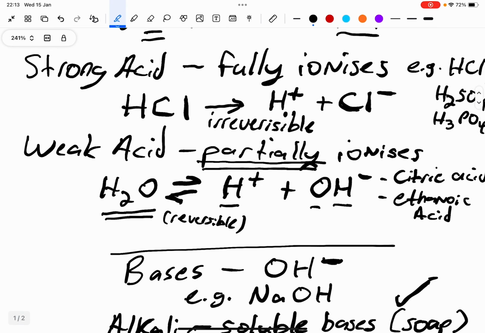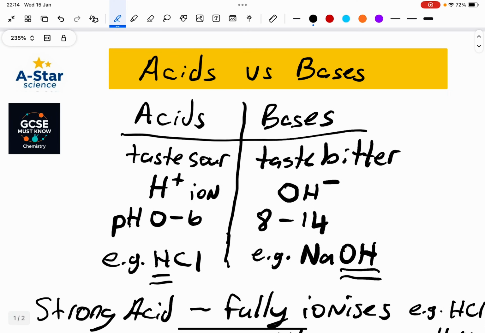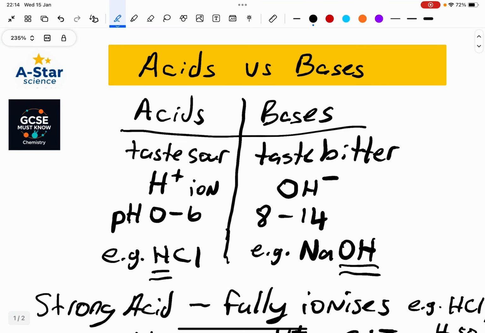So as a quick summary, let's go back up to what we were looking at. Our topic was acids versus bases. Acids taste sour, whereas bases taste bitter. Acids, very importantly, contain the H+ ion. Bases have the OH- or hydroxide ion. The acids, the pH is 0 to 6, whereas bases is 8 to 14. An example of an acid is hydrochloric acid. An example of a base is sodium hydroxide.